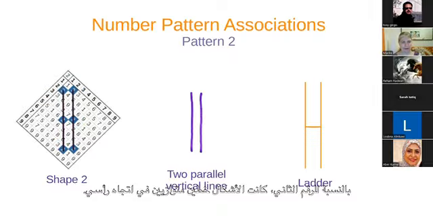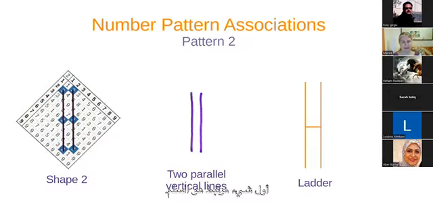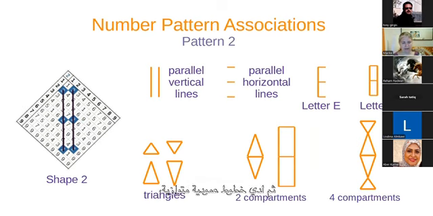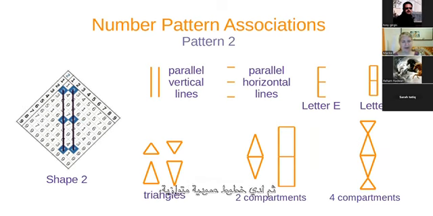Number pattern association, patterns. For number 2, the shapes were 2 parallel lines in a vertical orientation. The first thing associated with it is a ladder. Then I have parallel vertical lines and parallel horizontal lines that can be perceived, the letter E and the letter B, or the number 8, triangles, 2 compartments, as well as 4 compartments, which is actually when you connect them in a more intricate way.